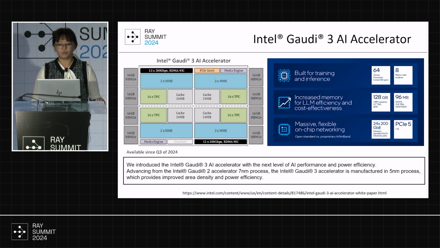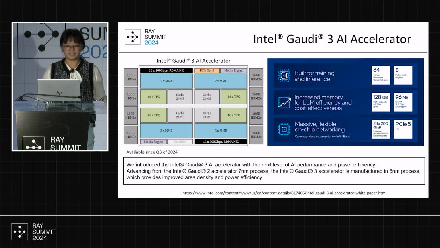Released in Q3 2024, Intel introduced the Gaudi 3 with the next level of AI performance and power efficiency. Advancing from the previous Intel Gaudi 2 accelerator, which is a 7nm process, the Intel Gaudi 3 accelerator is manufactured in a 5nm process, which provides improved area density and power efficiency.